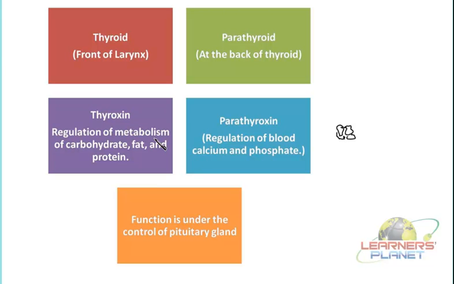These reactions can be either anabolic or catabolic. So thyroxine controls this type of metabolism of what? Of carbohydrate, fat and protein molecules inside a living system. How much carbohydrate is to be metabolized, and how much has to be reverted back to the simple form or complex form. All these processes are regulated by the hormone known as thyroxine.